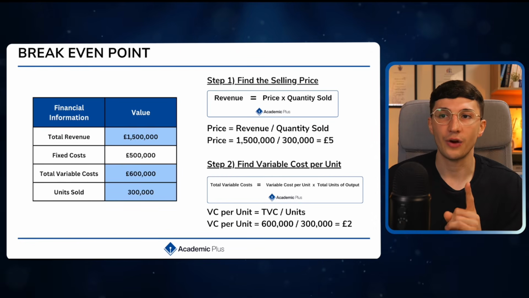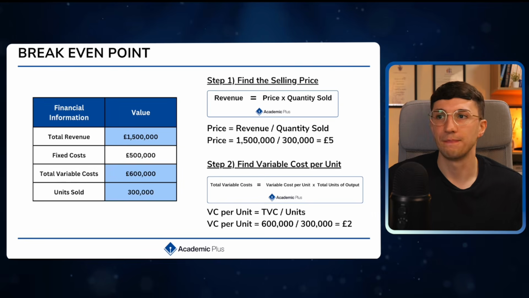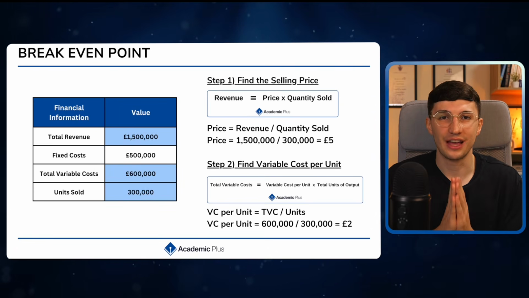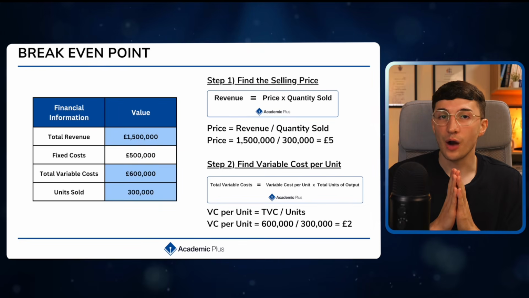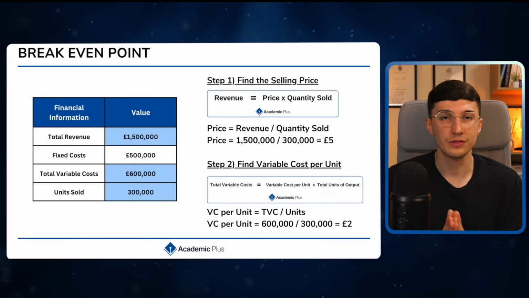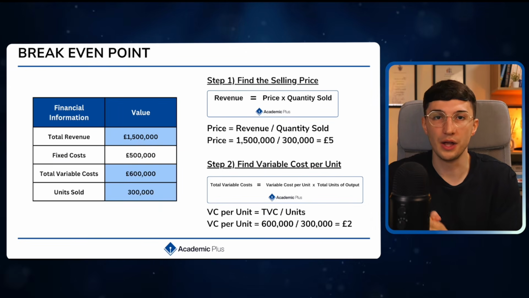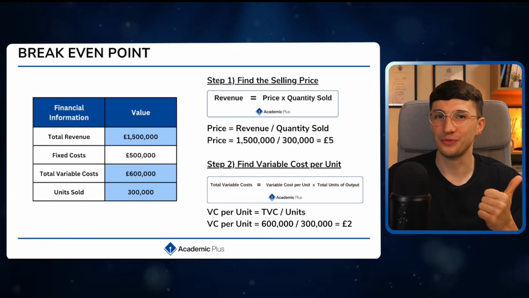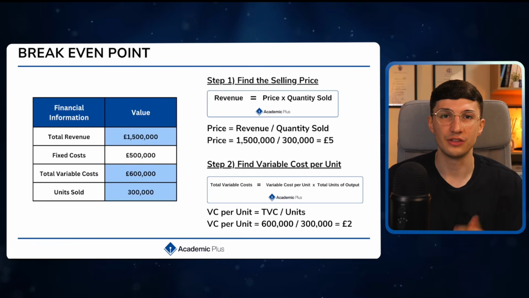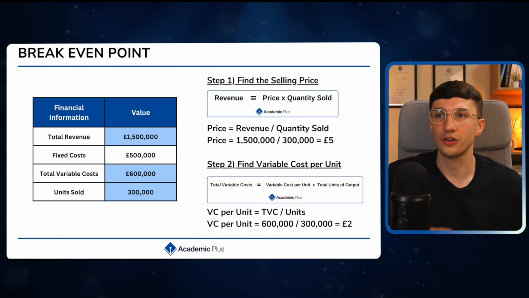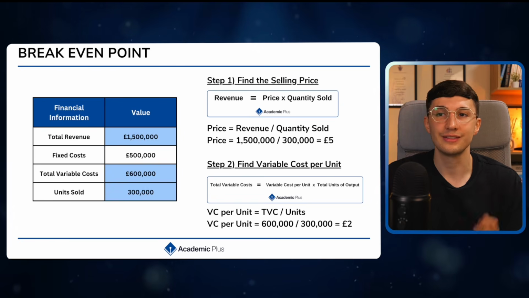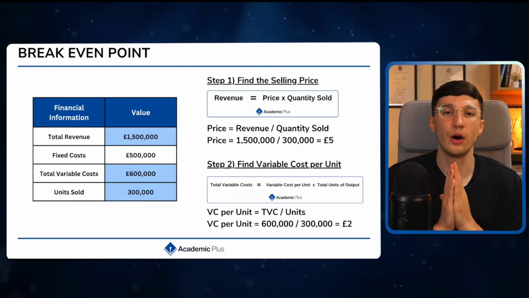Next up, we've got to find out our variable cost per unit. Looking at the data, they haven't actually given us that information. But remember, to calculate our total variable costs, we do the variable cost per unit multiplied by the units sold. Well, they've given me your total variable cost and they've given me the units sold. So total variable cost £600,000 divided by 300,000 units gives me a variable cost per unit of £2.